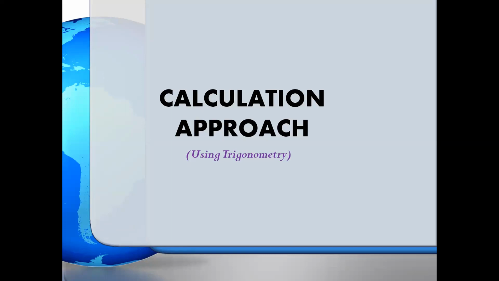Even in O level, this topic was not important. So this happens in every syllabus, in every chapter, that some topics are important. Definitely, a scale drawing method cannot be given in paper 1, but in paper 2, it can come. Now you look at this diagram, calculation approach using trigonometry.